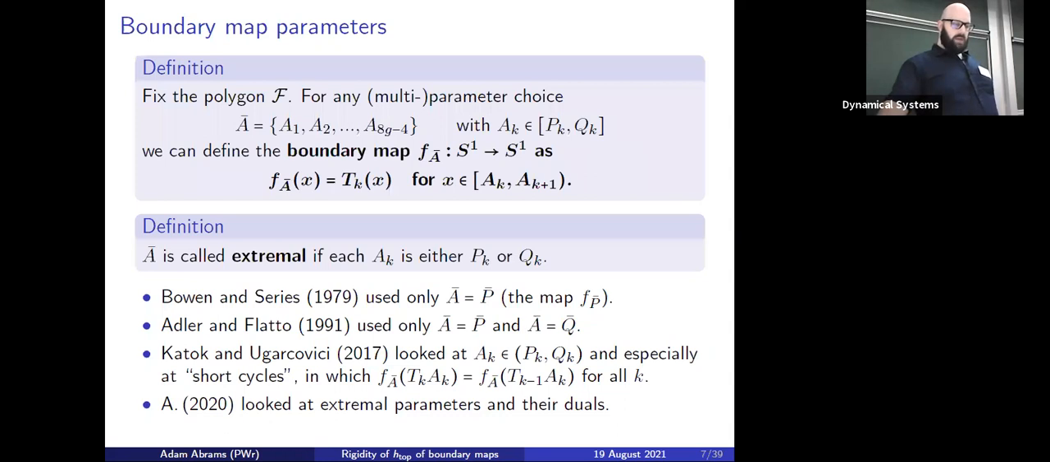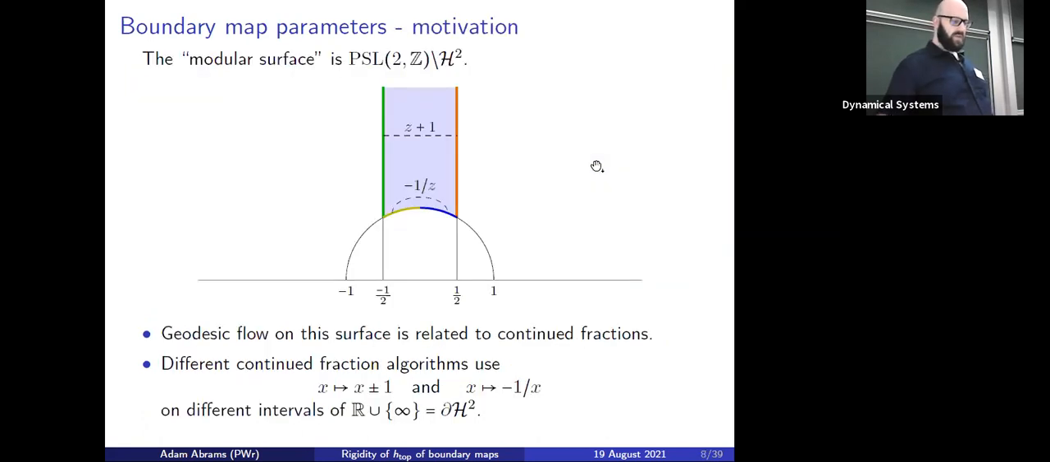Just as some motivation for why would you want to change the intervals where you're using generators? That seems like maybe a strange thing to look at. But the motivation for this, the reason we started looking at this setup, is if instead of a co-compact Fuchsian group, you used SL2Z, then the quotient of the hyperbolic plane that you get is called the modular surface, and geodesic flow there is very nicely related to continued fractions.